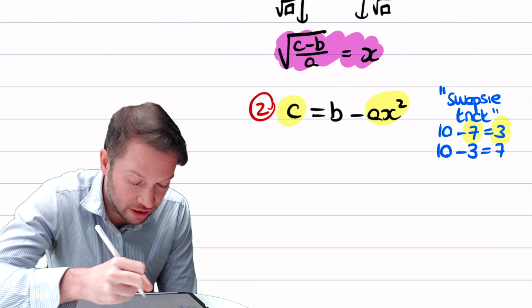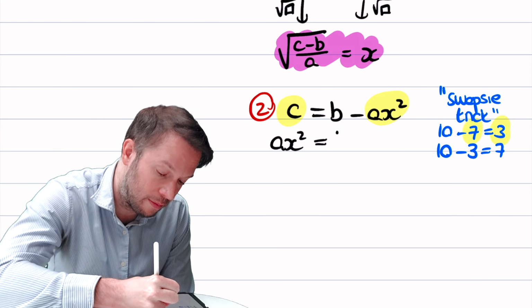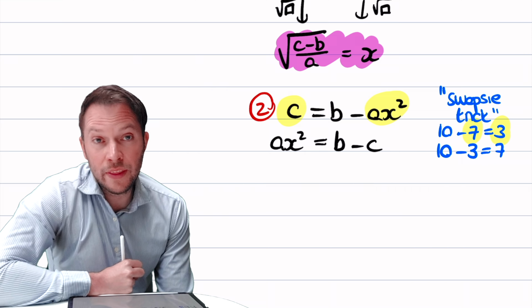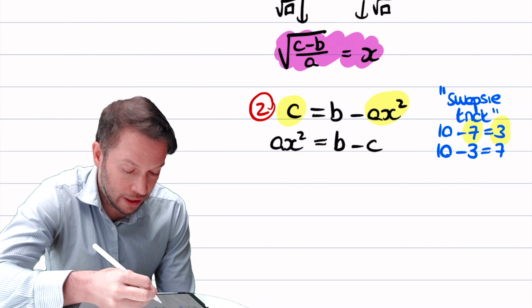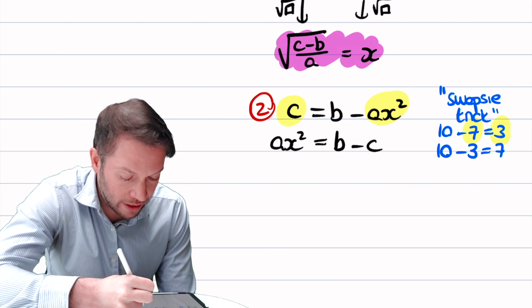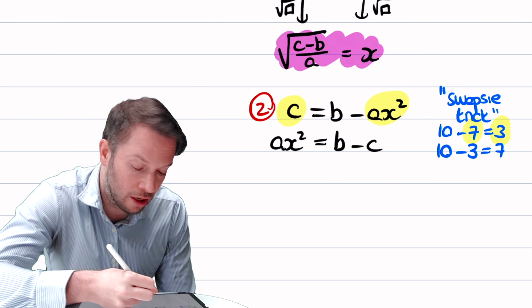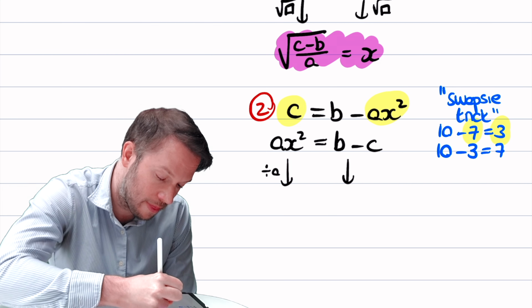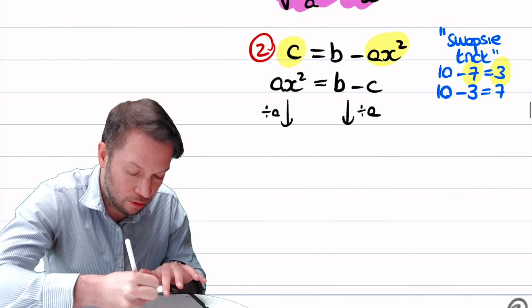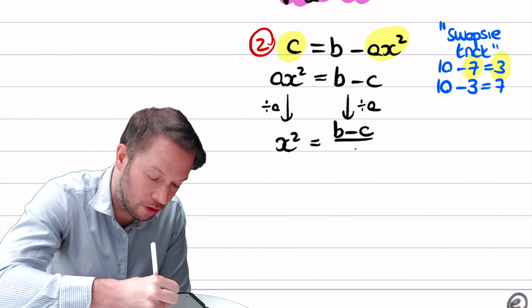So if we do that, we swap those, we get ax squared is equal to b minus c. And now that's a much easier equation because x is not being subtracted from something. So let's continue in the same way. x is being squared and then it's being multiplied by a. So we undo the last thing, we divide by a to get rid of the times by a. So we've now got just x squared on the left and b minus c over a on the right.